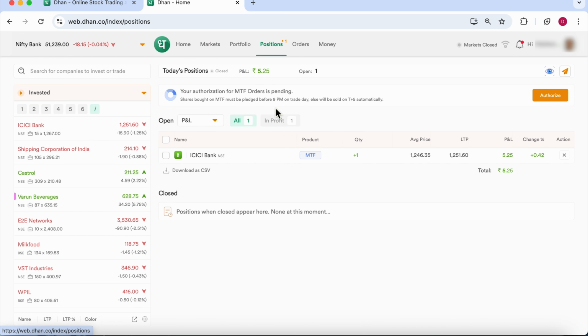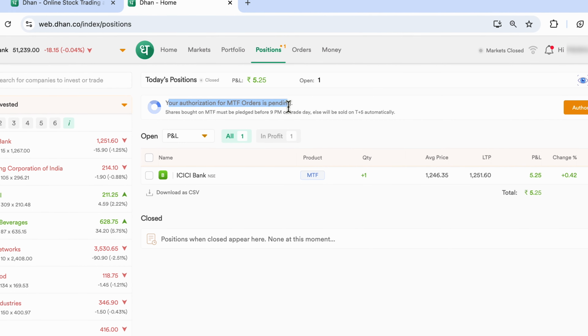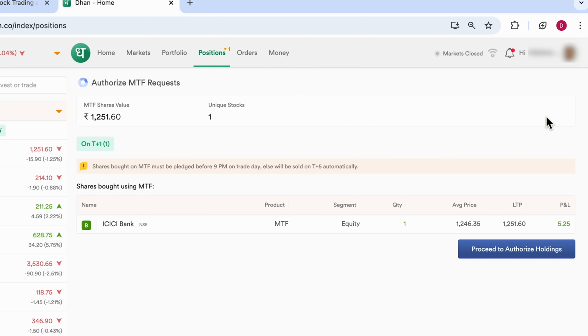Friends, at 4 o'clock, you can see I now have an option: your authorization for MTF orders is pending. Shares bought on MTF must be pledged before 9 p.m. on trade day, else it will be sold on T+5 automatically. So I need to do this authorization by clicking authorize.